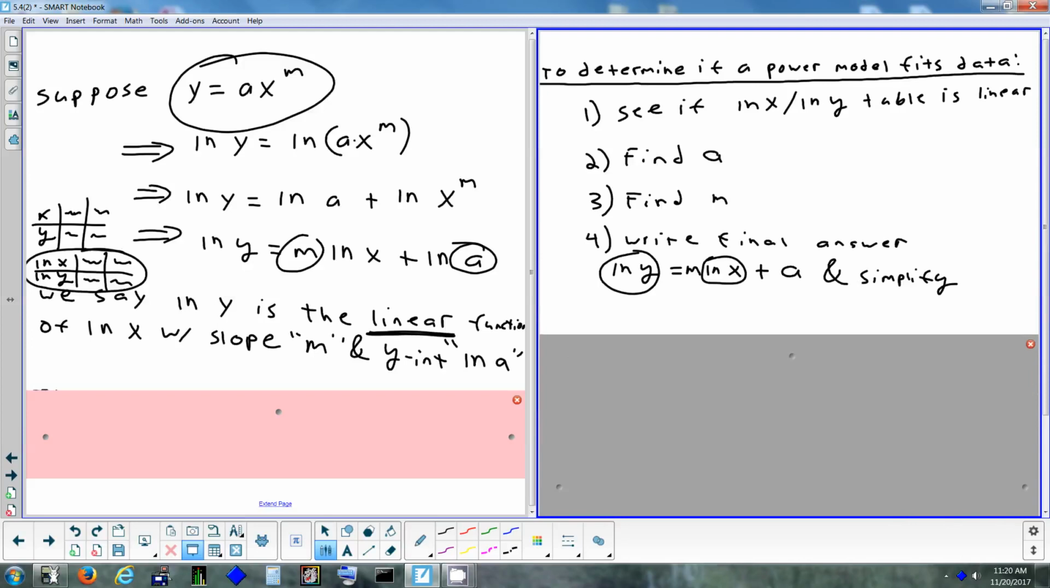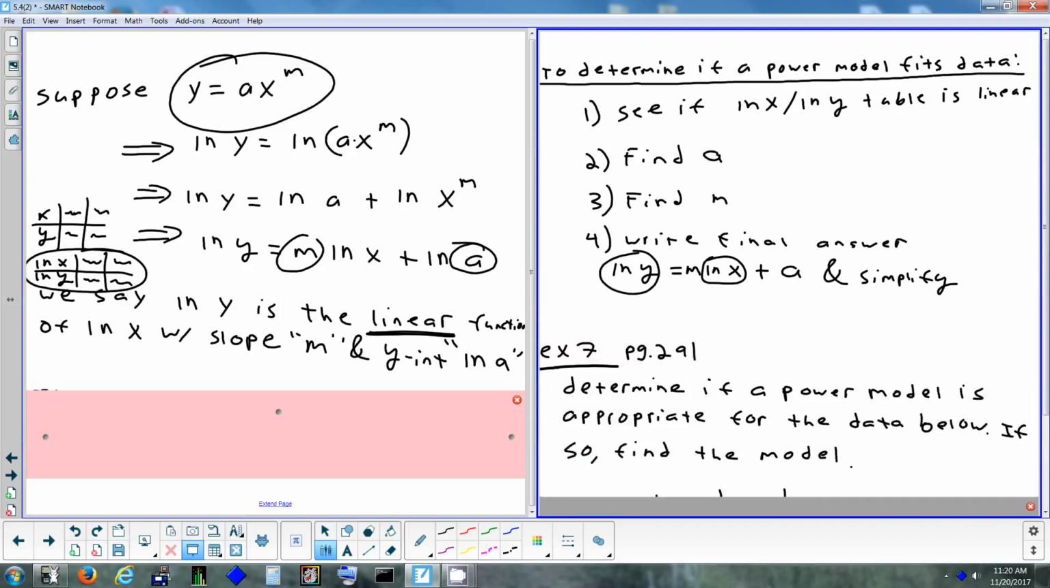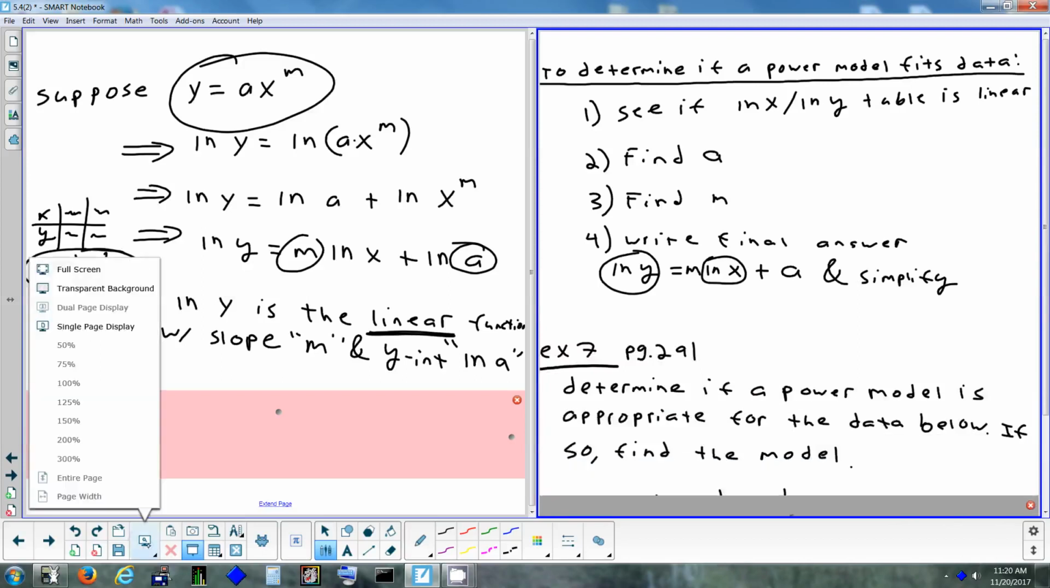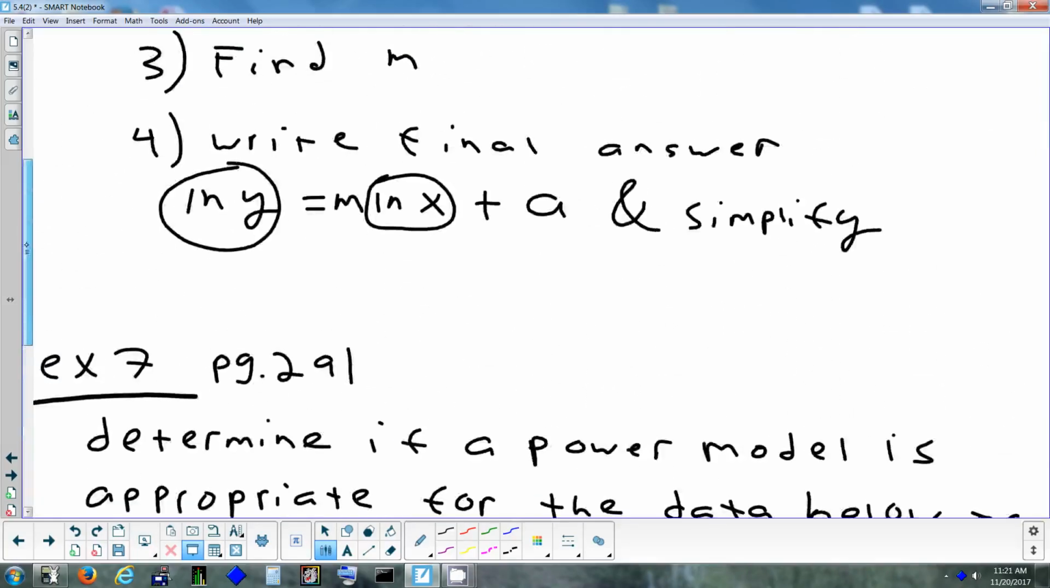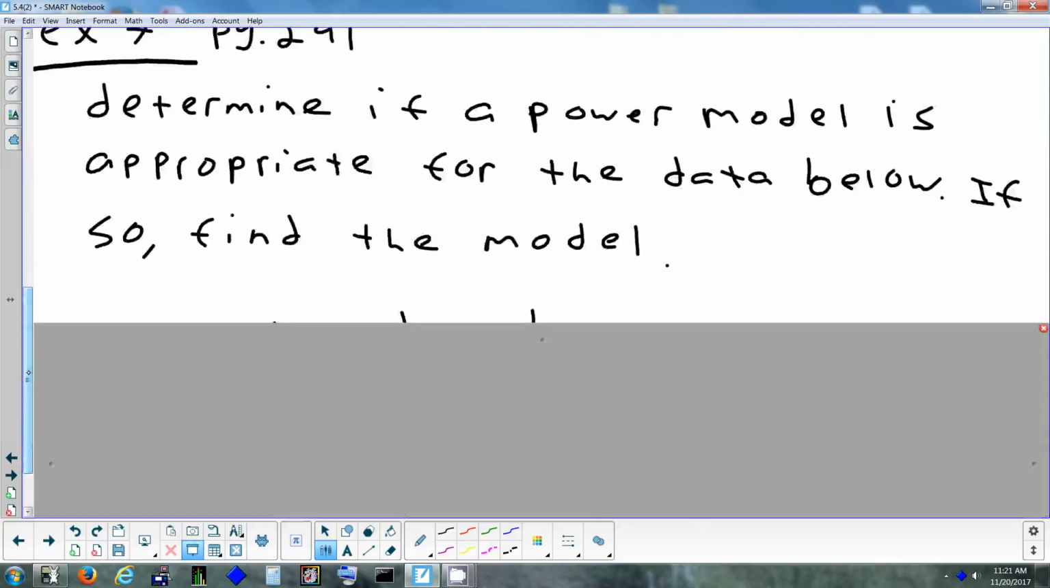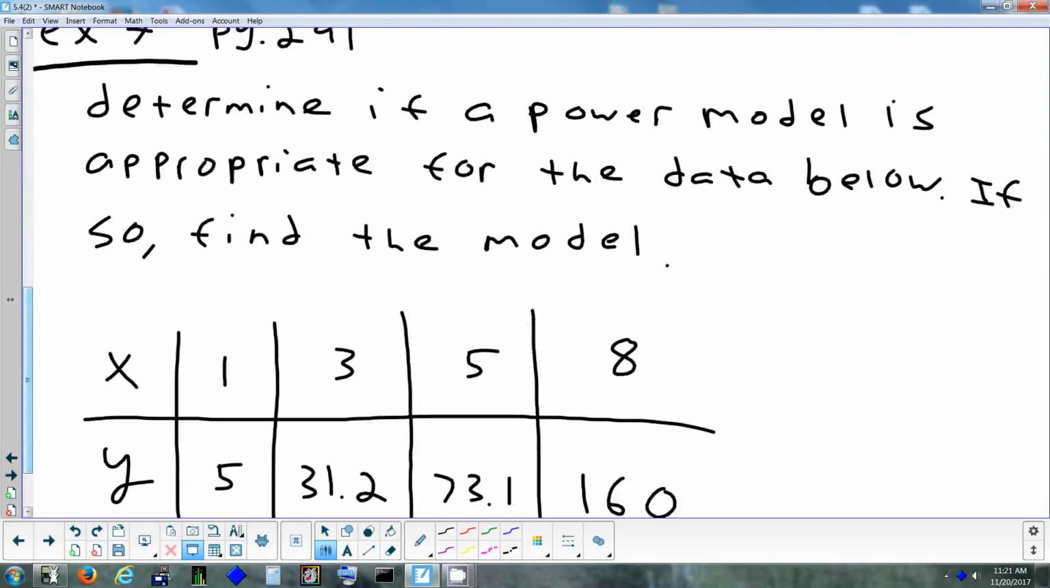Okay, so let's go through a problem and see how we would calculate a power model for this data. Does everybody have the steps? All right. So there's our table of data. First thing I want to do is figure out, should I try a power model? What do I have to do to every number here to figure out if I should be using a power model? What am I going to create? Yep. Find a log. I'm going to create a log table of all these values.